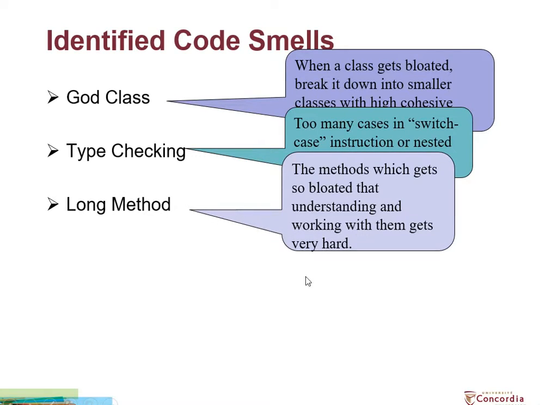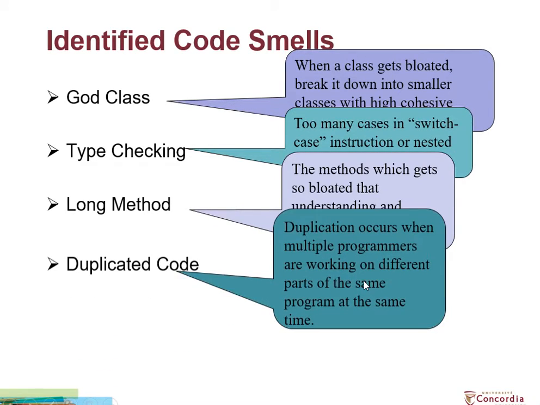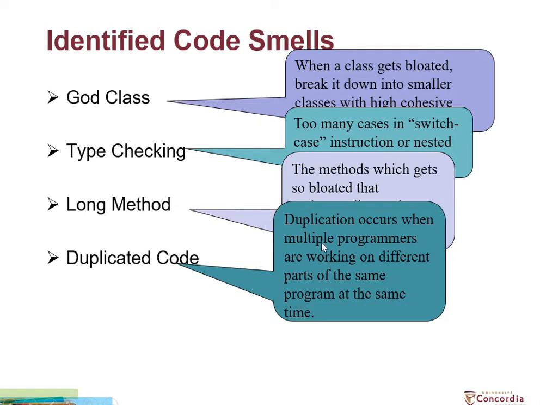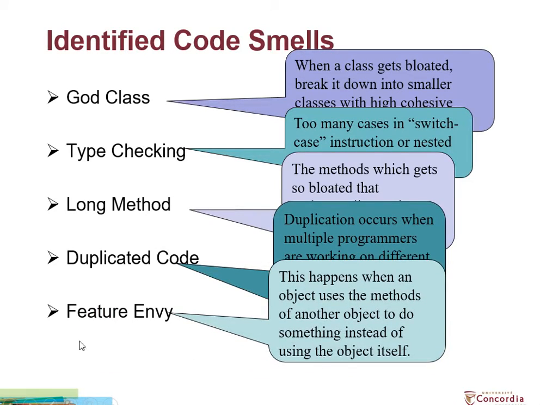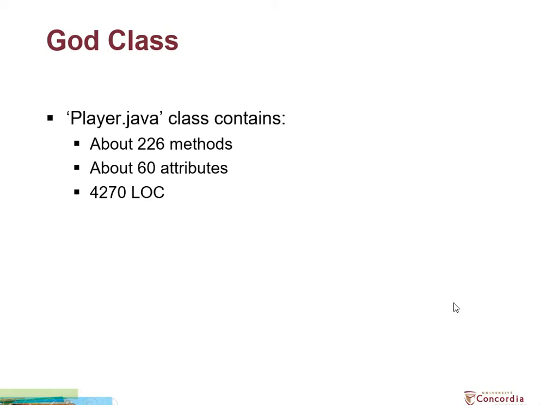Long methods, the methods which get so bloated that understanding and working with them gets very hard. Duplicated code. Duplication occurs when multiple programmers are working on different parts of the same program at the same time. And feature envy. This happens when an object uses the methods of another object to do something instead of using the object itself.